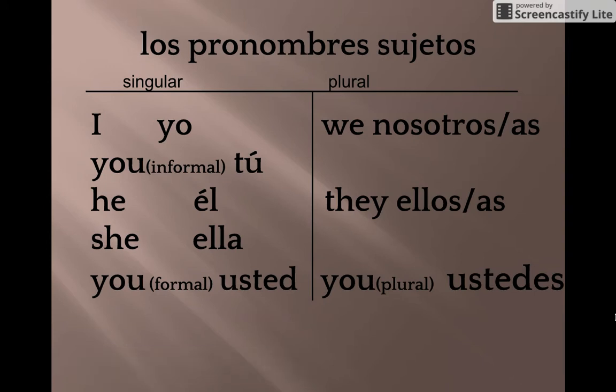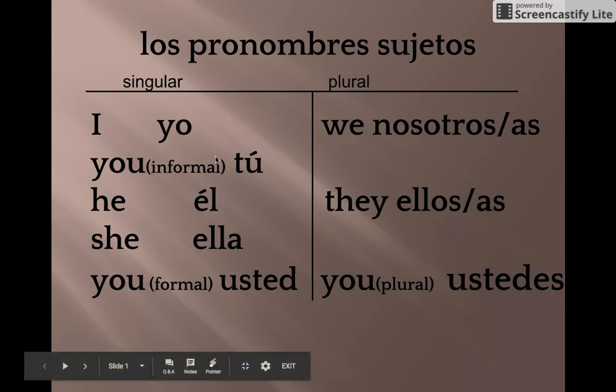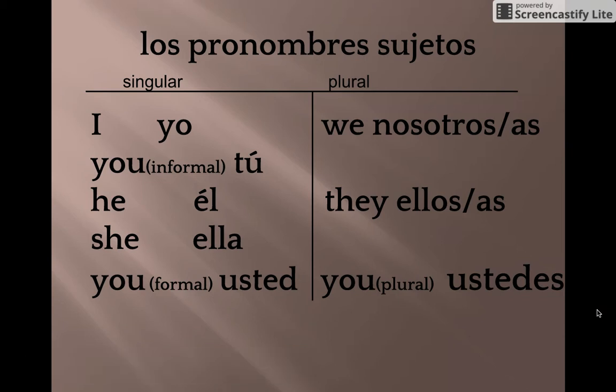We already know these. We have yo, tú, él, ella, usted. Those are our singulars. This side of the chart is always singular. This side is always plural. And then we have our nosotros, ellos, and ustedes.